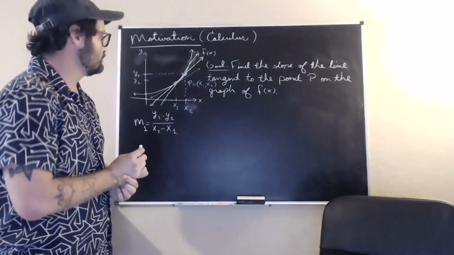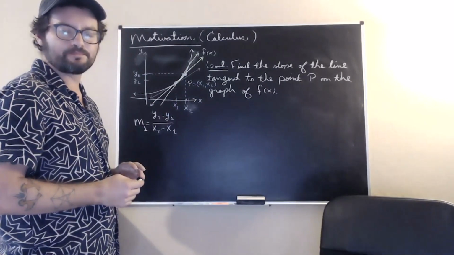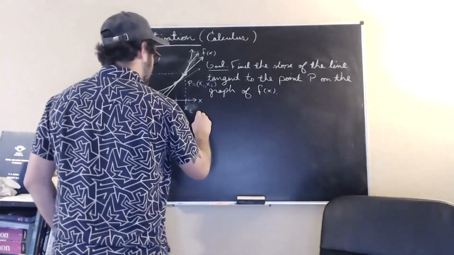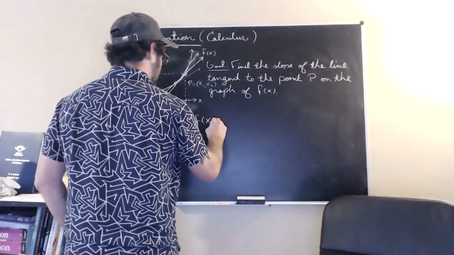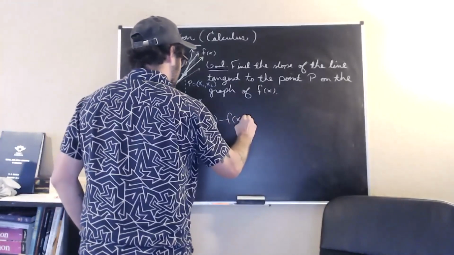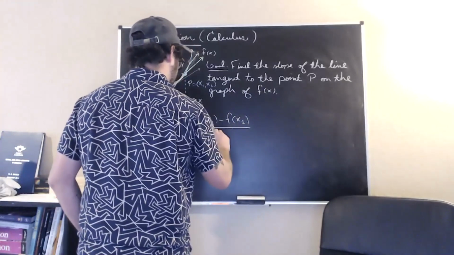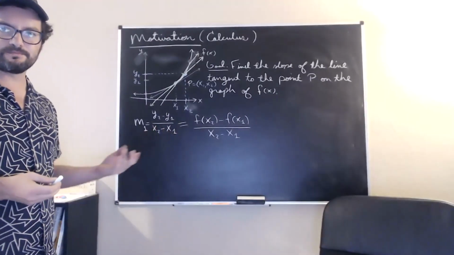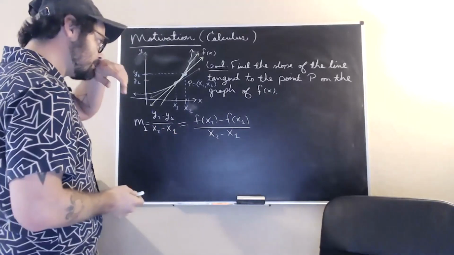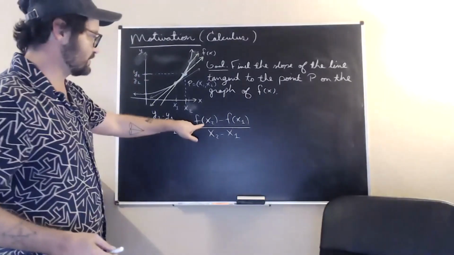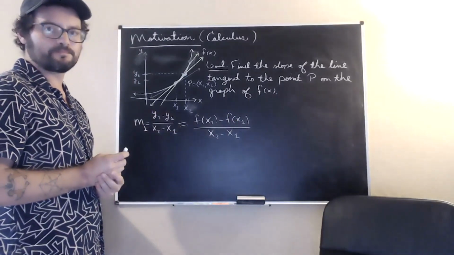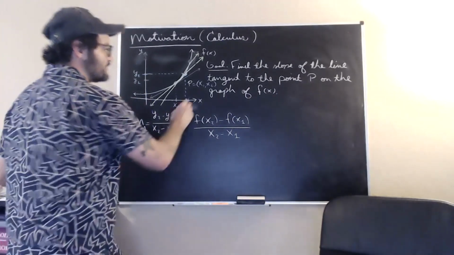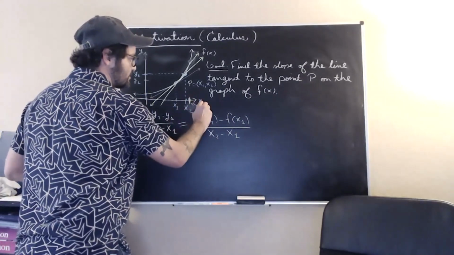Another way of writing this slope, we could say f of x2 minus f of x1 all over x2 minus x1, right? That's another way of writing the slope, because that's just your y value, that's your y value. So originally, right here, this was our original x2.